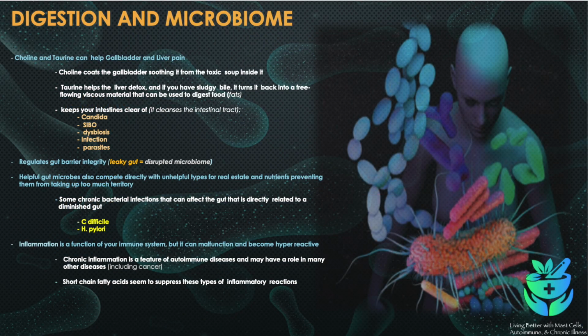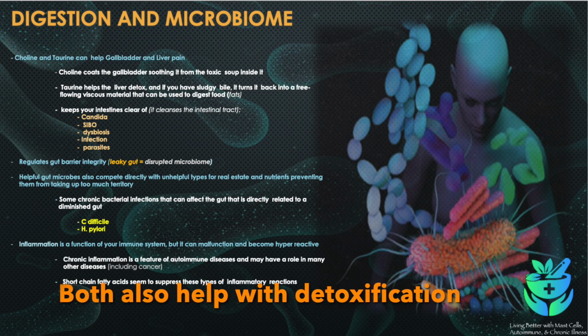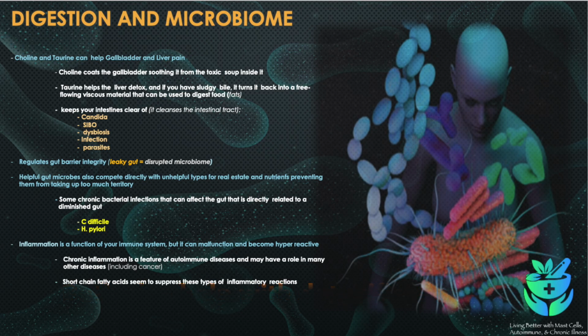Choline and taurine can actually help gallbladder and liver pain. Choline coats the gallbladder, soothing it from the toxic soup that's inside of it. And taurine helps the liver detox. And if you have sludgy bile, it turns it back into a free-flowing viscous material that can be used to digest food, particularly fats. So your gallbladder fluid that comes out is supposed to be like dish soap, that type of consistency.